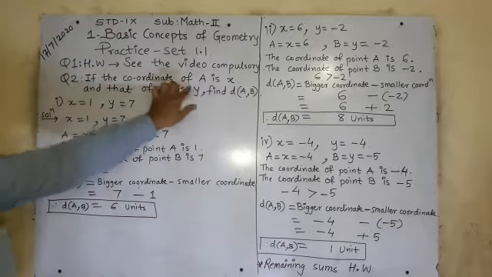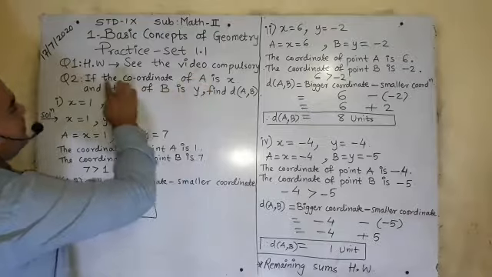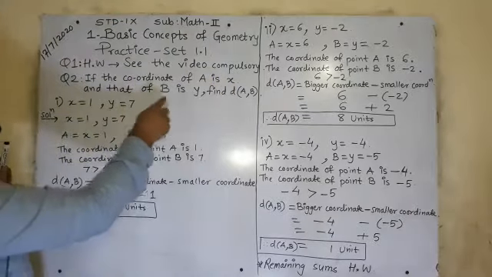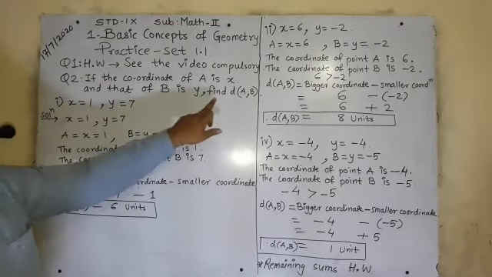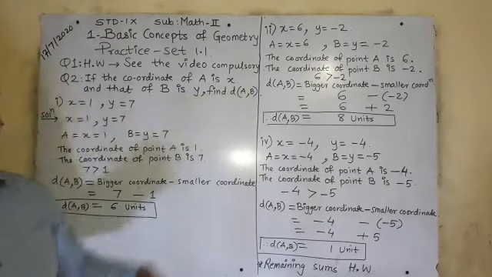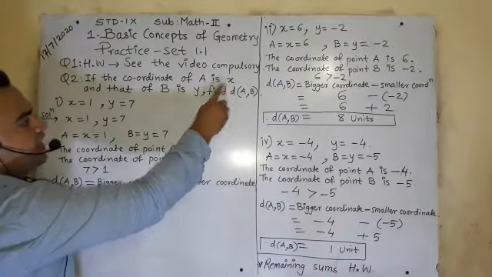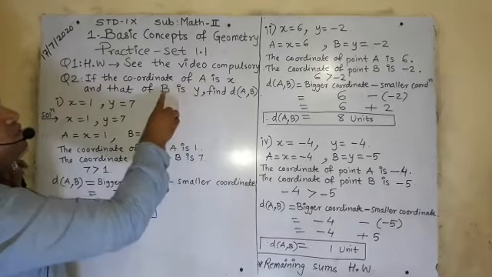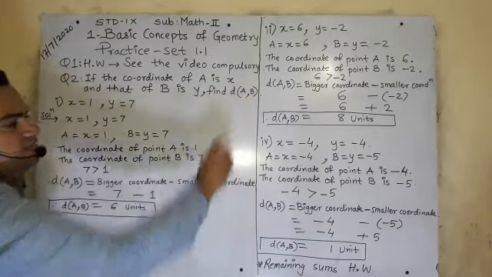Question number 2: if the coordinate of A is x, A का coordinate x है, and that of B, उसी तरह से B का coordinate is y, then we have to find the distance between point A and B. It means every time you don't have to write distance between x and y. You will write x की जगह पर you will mention A and y की जगह पर you will mention B. It means find the distance between point A and B.